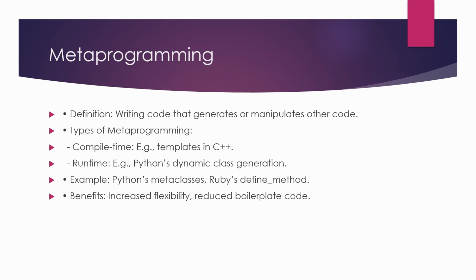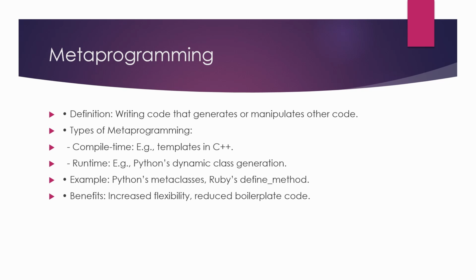Now let's dive into metaprogramming. This is a powerful feature where the code can manipulate other code at runtime or even generate new code. There are two main types of metaprogramming: compile time and runtime. At compile time, metaprogramming allows for the creation of templates or generic code. For example, in C++, templates let you write code that works for any data type. At runtime, languages like Python and Ruby allow for more dynamic code manipulation, such as creating new classes or methods.